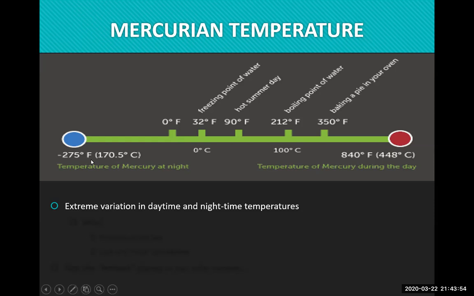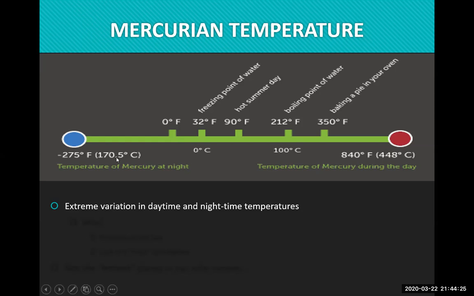On the flip side, though, on the nighttime side of Mercury, when the sun isn't shining on that part of the surface, the temperature can reach values of negative 275 degrees Fahrenheit, or, there's a negative sign missing here, my apologies, negative 170.5 degrees Celsius. This is insanely cold because 0 degrees Celsius corresponds to freezing, and we are 170.5 degrees below that point.